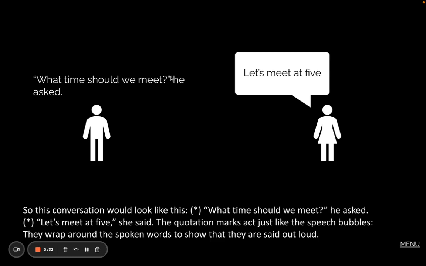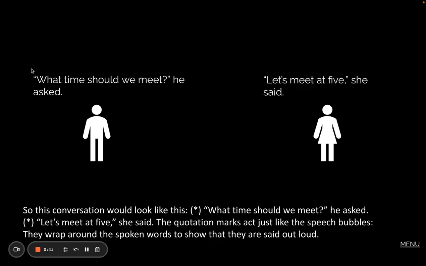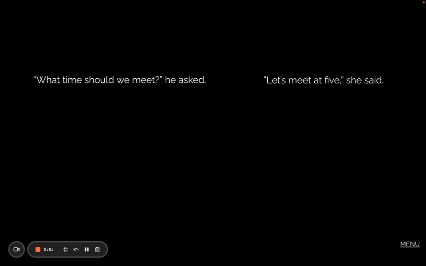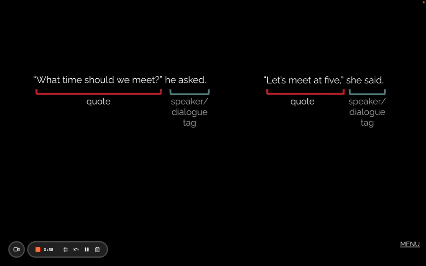What time should we meet? So the quotation marks act just like a speech bubble. It's all the words that are said. Let's meet at 5. So the quotation marks act just like speech bubbles. They wrap around the spoken words to show they're said out loud. Apologies for my cat. So the words spoken, the dialogue, or call it a quote. And then to let your reader know who's speaking, we use speaker or dialogue tags. He asked, she said.